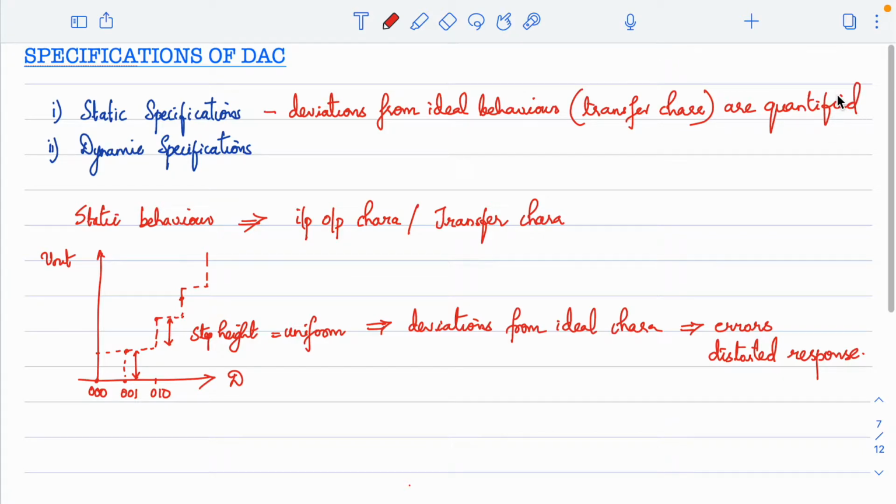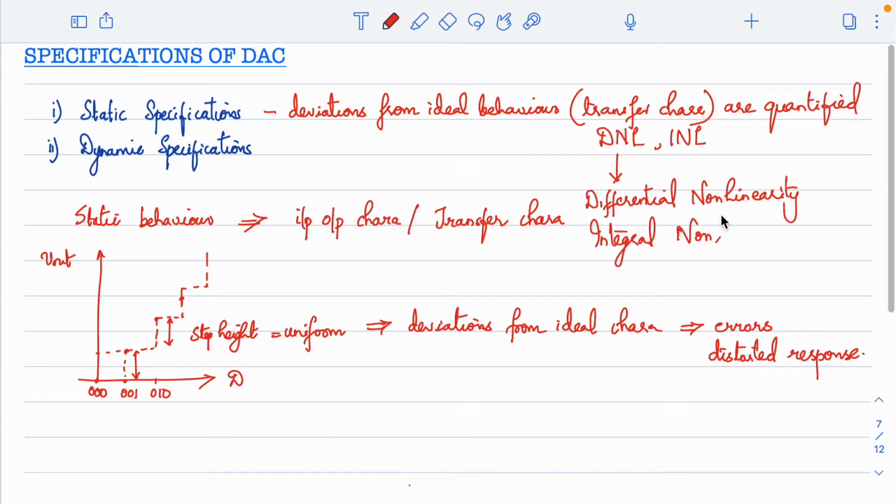under this heading static specifications, and the most important static specifications are one is called DNL and the other one is called INL, where DNL corresponds to differential nonlinearity. We will look at these two deviations from the ideal behavior in detail: differential nonlinearity, and INL is called integral nonlinearity.